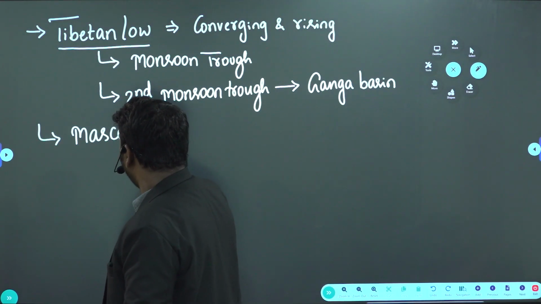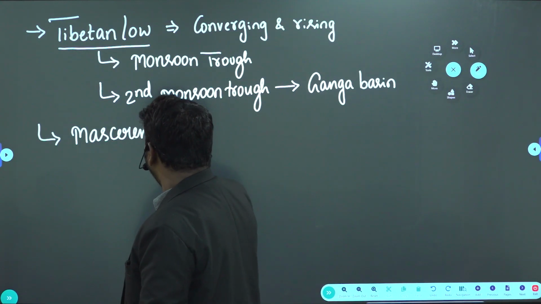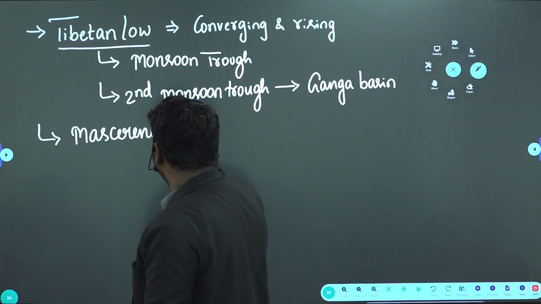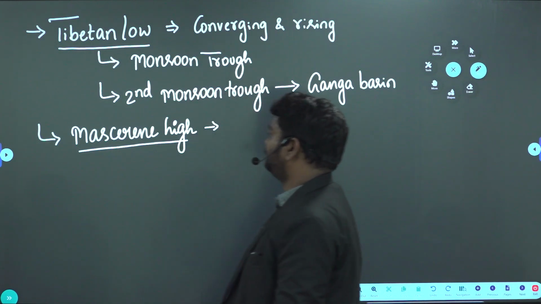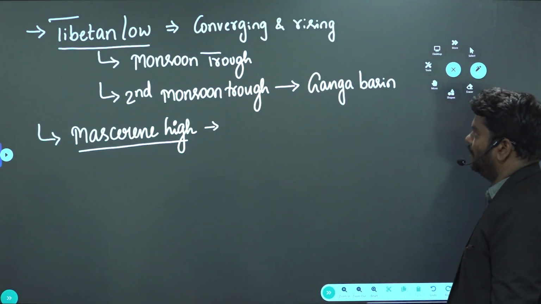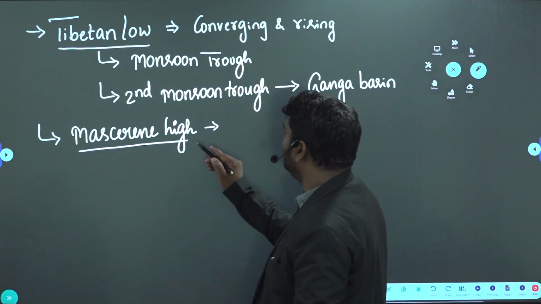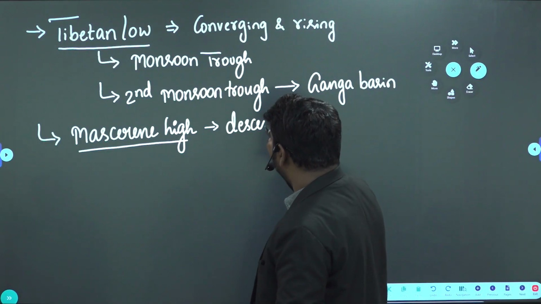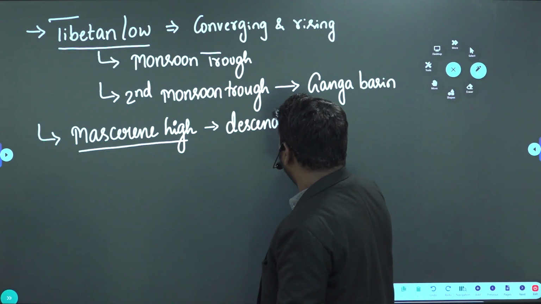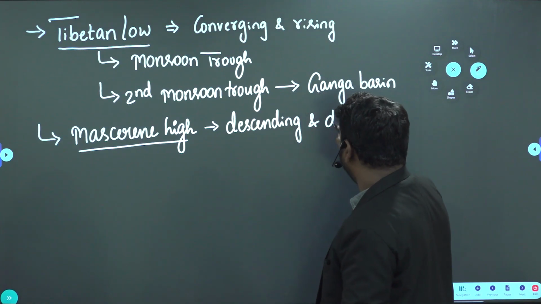Second important area is Mascarene high pressure. The moment we see high pressure, what is it? Descending and diverging.